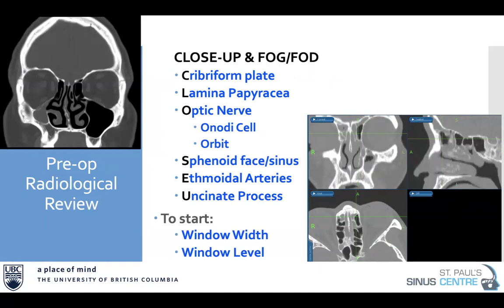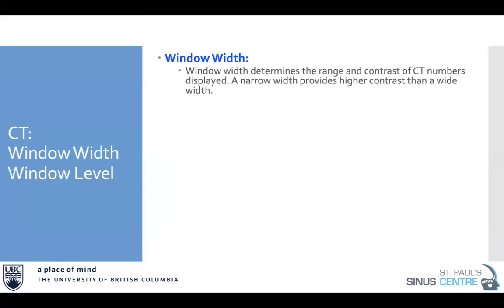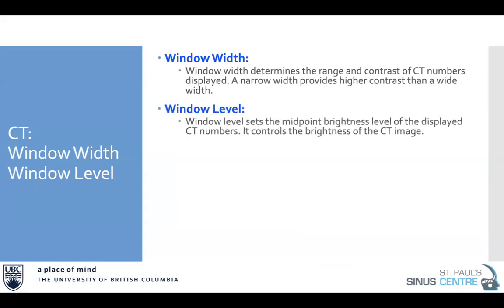And then, of course, before you start your CT review, you must know what a window width is and what a window level is. So I'm not sure if everybody knows this, so let's go through this in some detail because this is extremely important. So the window width of a CT scan determines the range and contrast of CT numbers that are displayed on your image. So a narrow width provides higher contrast than a wide width. Okay, so we'll come to this in a bit more detail. A window level is the midpoint brightness level of the displayed CT numbers in the window width. So it controls the brightness of the CT image.